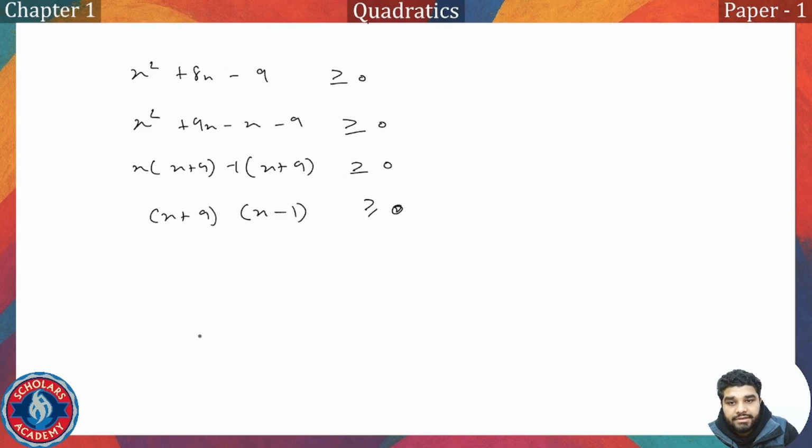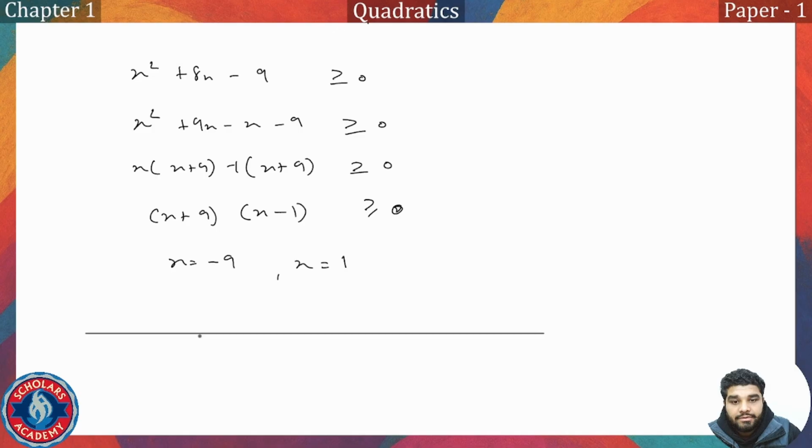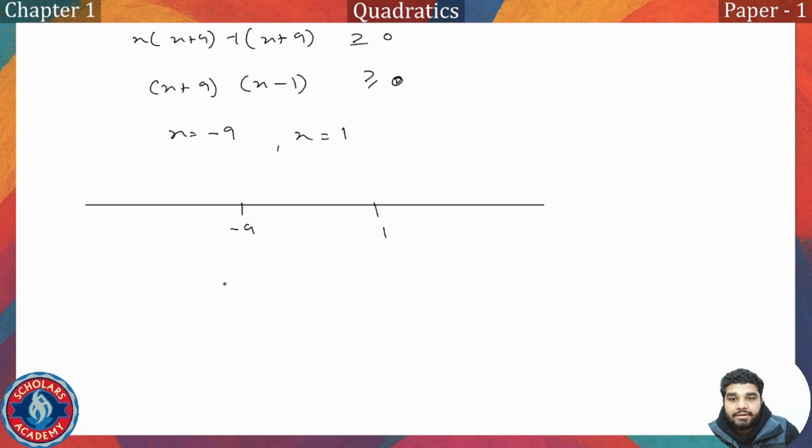So the zeros over here are when x is equal to -9 and when x is equal to 1. So these are the two zeros. Now the real line is divided into three parts by -9 and 1. So we check for which intervals the quadratic expression has a positive value, greater than 0. So let's take when x is equal to -10. If we substitute it, we get -10 plus 9 and -10 minus 1.